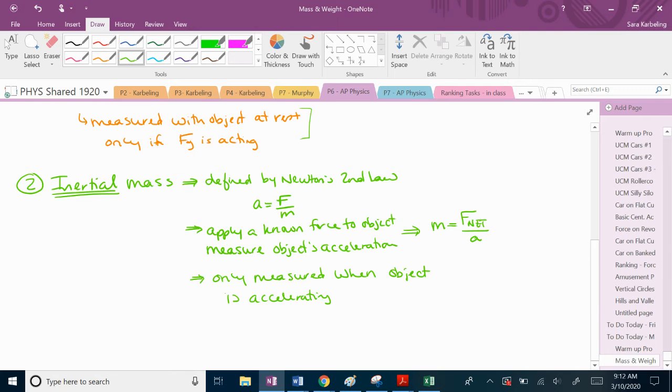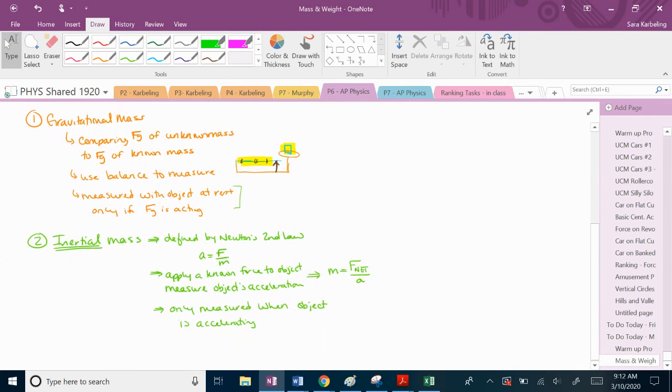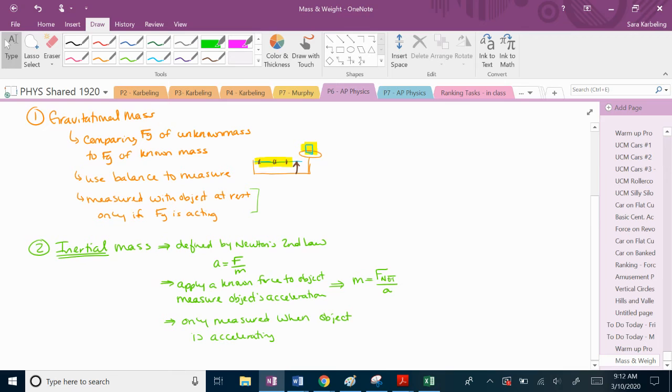So there are a couple of fundamental differences between them. I'm just going to recap that to make sure it makes sense. So gravitational mass, we are comparing two things, right? We're comparing one thing that we know with one that we don't. We use a balance and we measure it at rest. Whereas with inertial mass, it's defined by Newton's second law, okay? And basically, we're going to measure the force that we apply, we're going to measure its acceleration, and then we'll be able to find the mass that way. And it's measured when the object is accelerating.